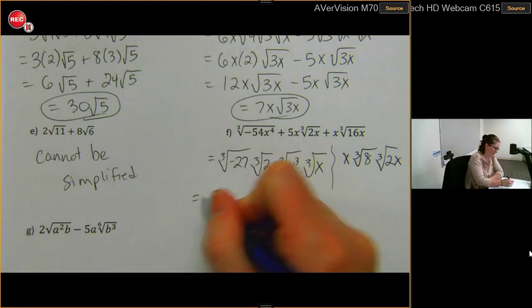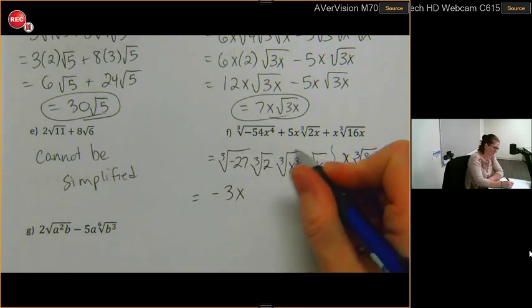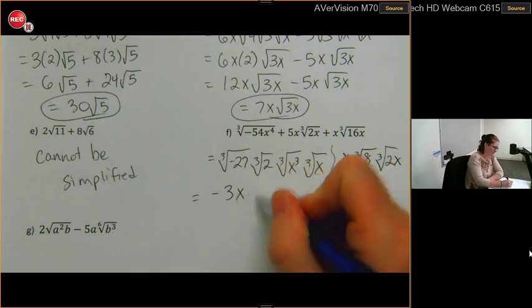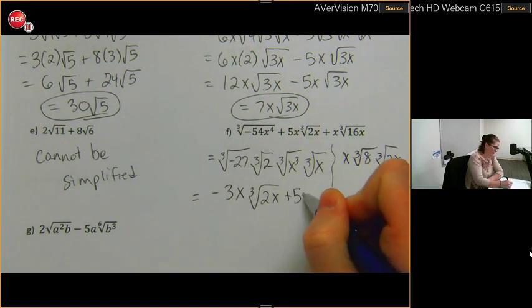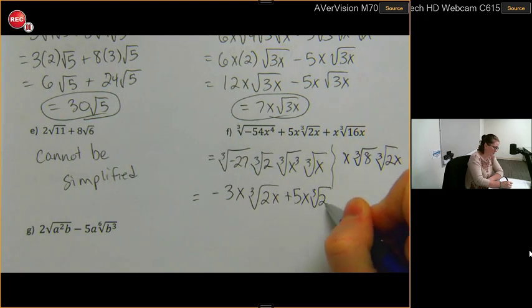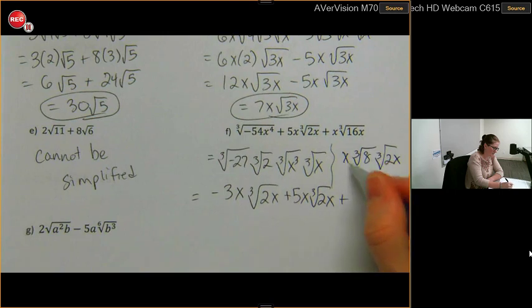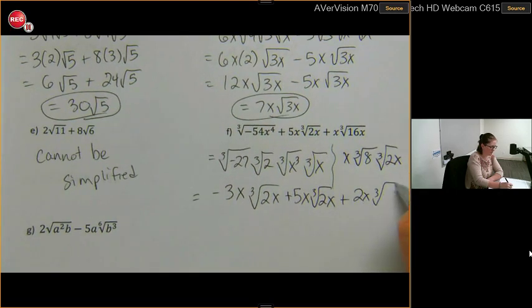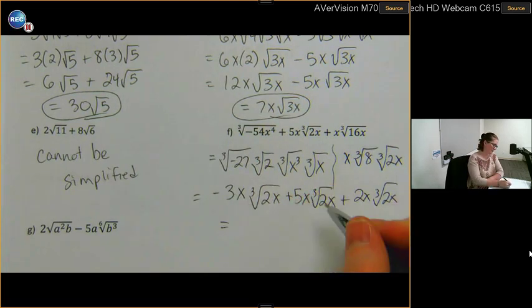So what I have is negative 3x cube root of 2x, plus 5x cube root of 2x, and then plus 2x cube root of 2x. All of the radicals are cube root of 2x's, so I go ahead and combine negative 3 plus 5 plus 2, which is going to equal 4.